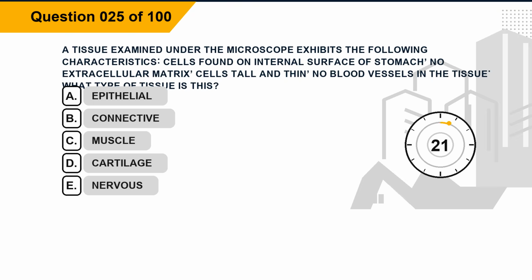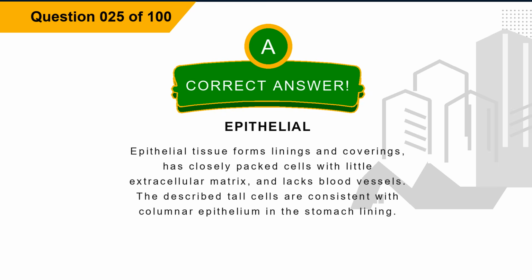Question 25. A tissue examined under the microscope exhibits the following characteristics: cells found on internal surface of stomach, no extracellular matrix, cells tall and thin, no blood vessels in the tissue. What type of tissue is this? Option A, epithelial. Option B, connective. Option C, muscle. Option D, cartilage. Option E, nervous. The correct answer is option A, epithelial.